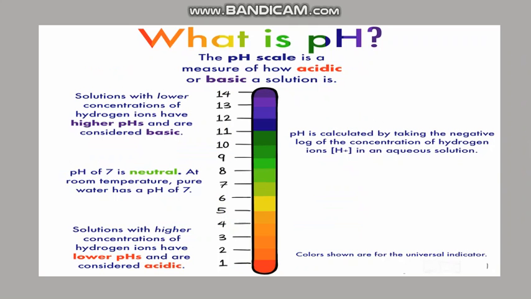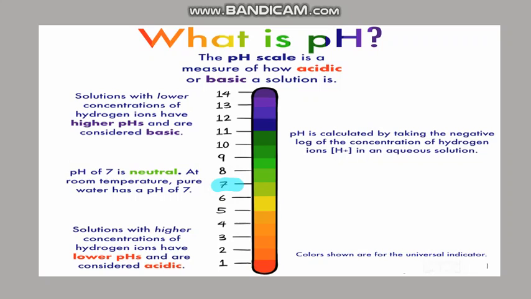What is pH? pH is power of hydrogen. Liquids and solutions that are neither acidic nor alkaline are said to be neutral. Pure water is an example of a neutral liquid, and the color of litmus remains unchanged in it. Scientists use a scale called the pH scale to measure how strong or weak an acid or alkali is. pH 7 is neutral. At room temperature, pure water has a pH of 7.